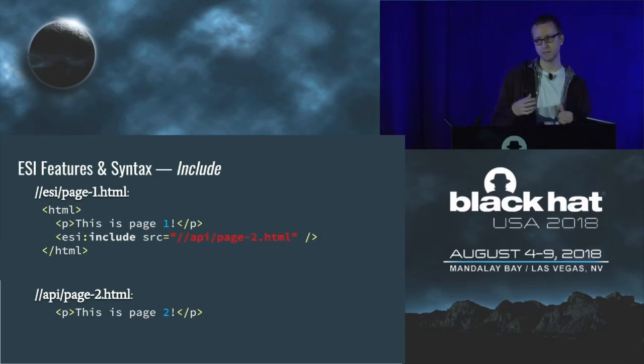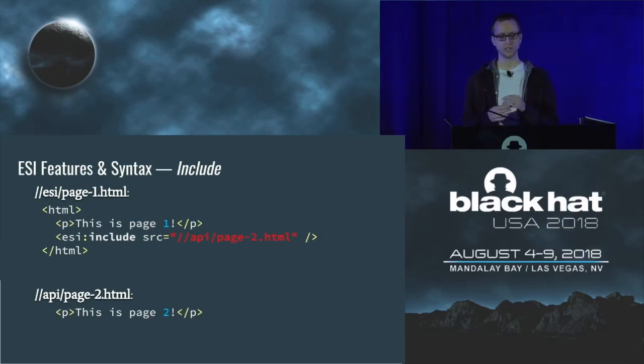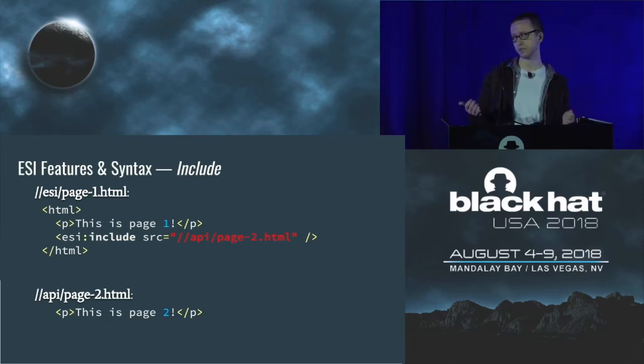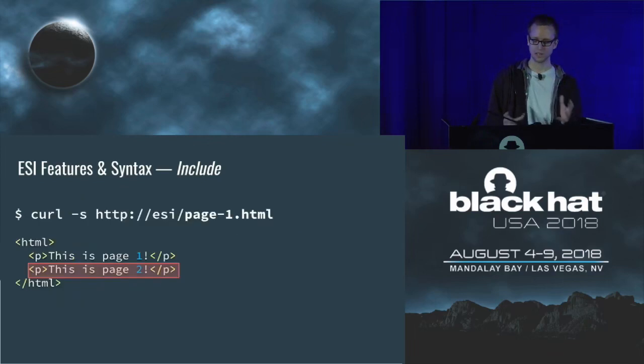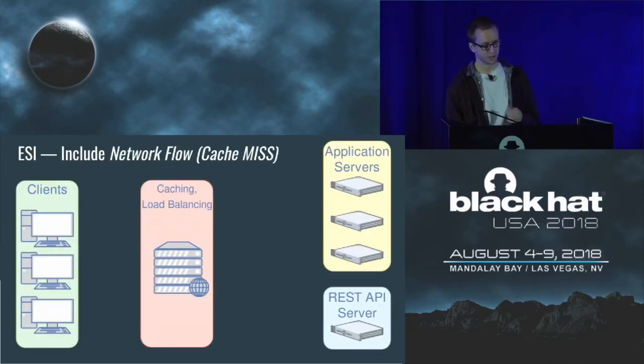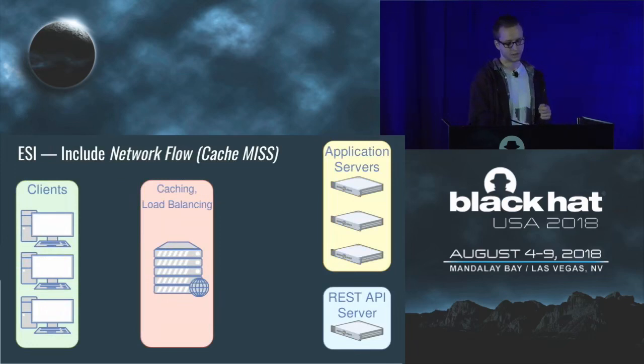If it's a cache miss, meaning the content of page 2 is invalid, or the caching server has never seen that file, it's going to request this file. It's going to do a GET request on /API/page2.html. So when you request page 1, either way, you're going to have the content of page 2 in the HTTP response. Now to illustrate how this works, let's look at a very brief diagram.